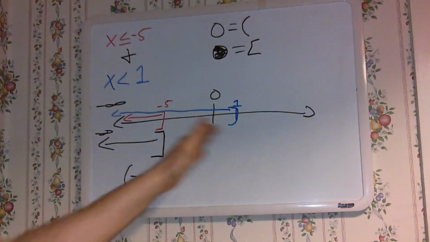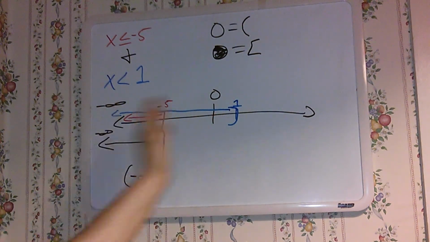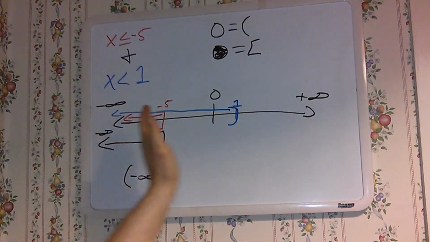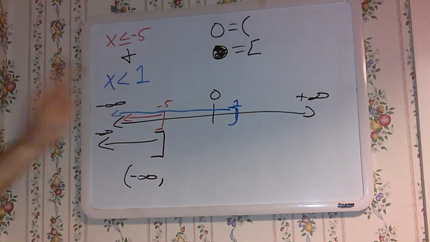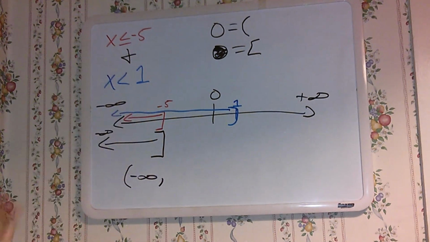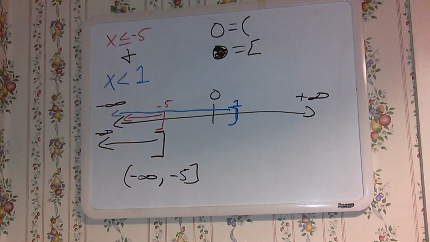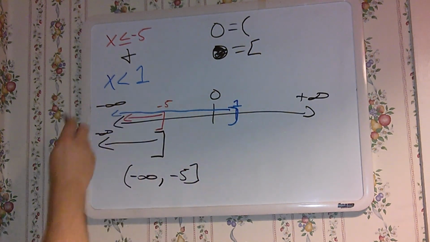Now, the other end of our solution set is going to be here at -5, because we know everything over here is where the lines don't cross, all the way to positive infinity. We know the lines don't cross any farther past that, but we know they could cross at -5. So -5 gets a bracket. This is your interval notation, and here is your graph.